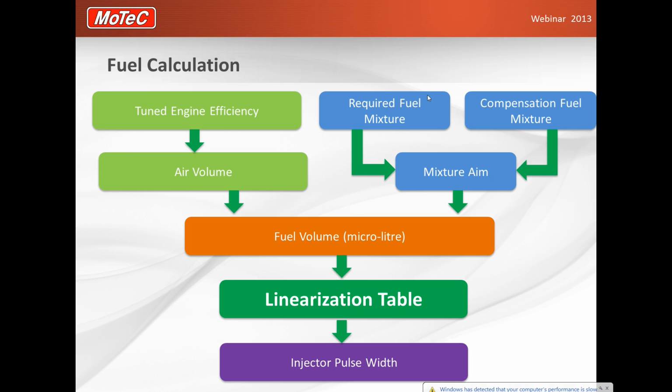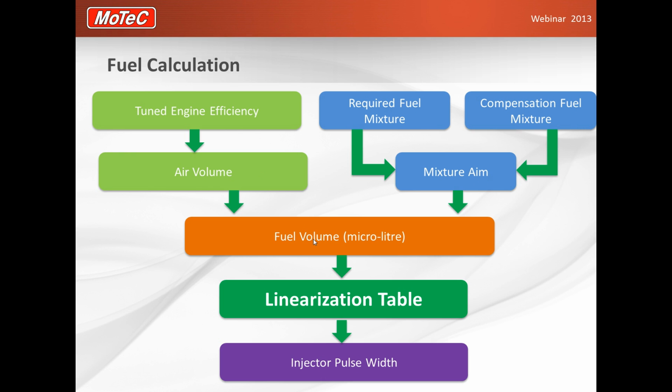Now we specify as a tuner what is the required fuel mixture or air fuel ratio or lambda. We also have some compensations for maybe engine temperature, air temperature and things like that. So they combine to give us a mixture aim, or what is the air fuel ratio we actually want. Because we've tuned the air volume, what we now need to know is for that amount of air, given this mixture aim, how much volume of fuel do we actually need to squirt out of these injectors.